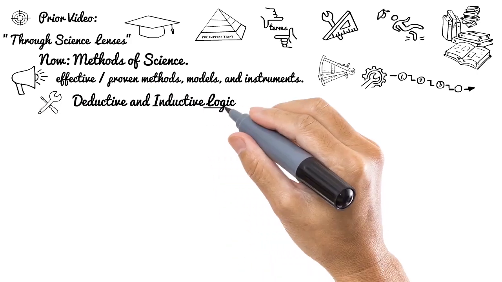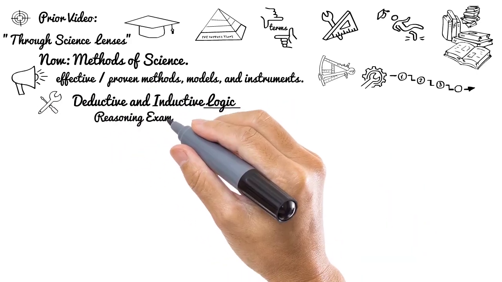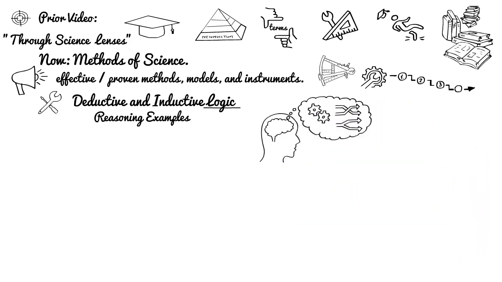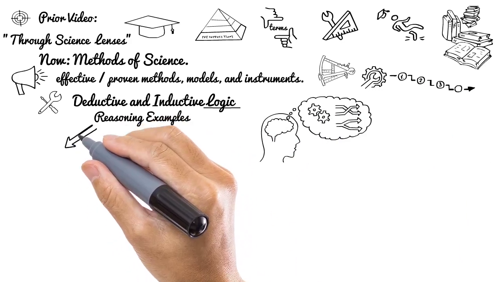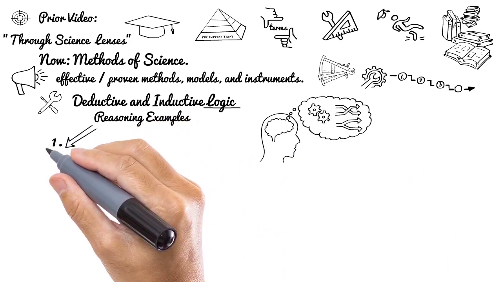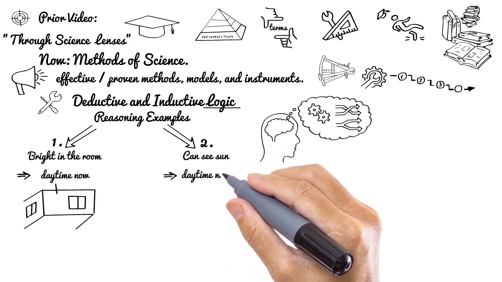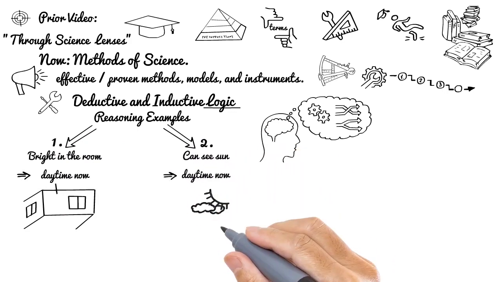What is logic? Let's have two examples of reasoning to make a conclusion. Only one example out of two will be with good reasoning, leading to the right outcome. Guess which one? The first example. It's very bright in the room, therefore it's daytime now. The second one. I can see the sun high in the sky, therefore it's daytime now.